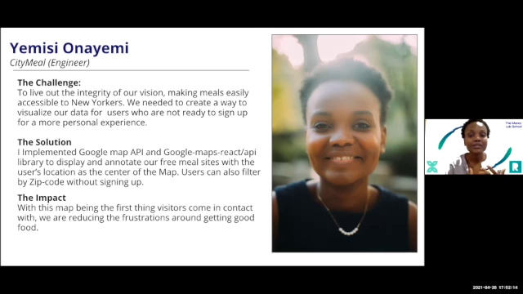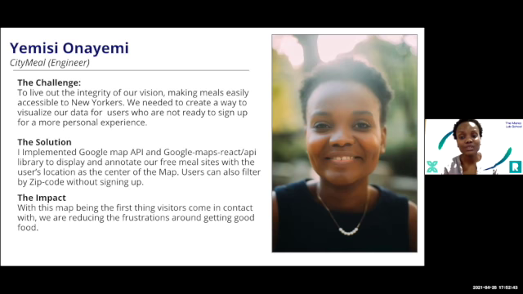I decided to implement a Google Maps API, built on the Google Maps React library. Our map would display and annotate our free meal location sites while the map is centered on the current user's position. The users would additionally be able to filter on the homepage, without necessarily signing up, based on zip code as they're on the move using the app.